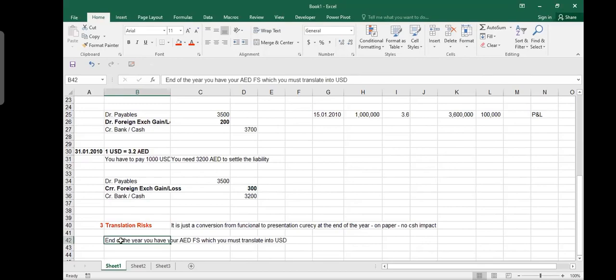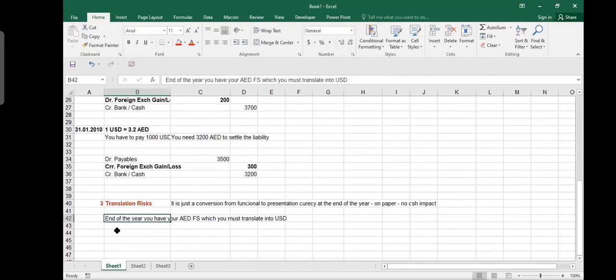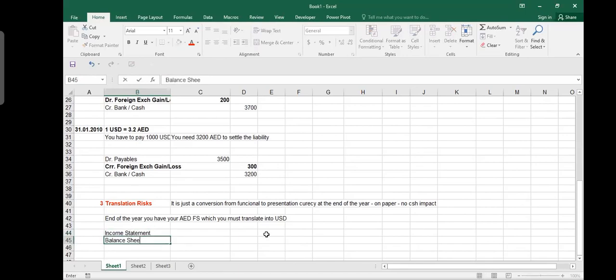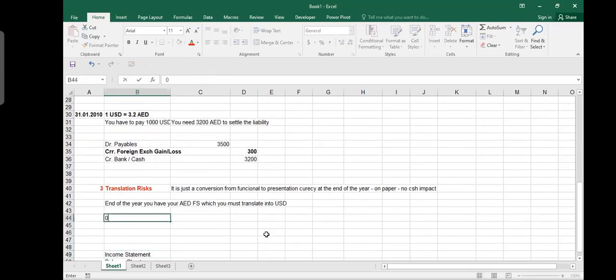We call it translation. You have an income statement and a balance sheet. Let me first tell you something else. What they give you in the exam, they will tell you that on 01/01/2010, then on 15th of, let's call it, June 2010, then they give you 31st December 2010, and then they give you the average. I will explain this later.